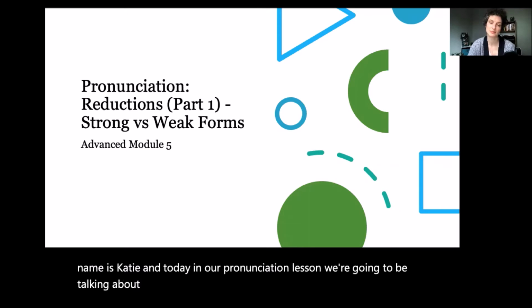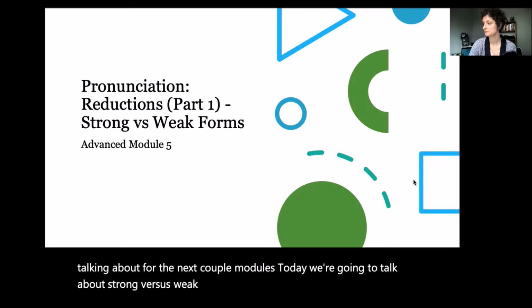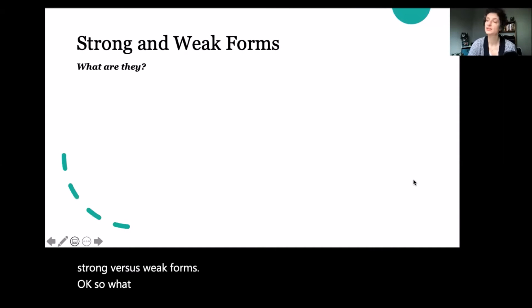My name is Katie, and today in our pronunciation lesson, we're going to be talking about reductions. This is going to be something we talk about for the next couple modules. Today, we're going to talk about strong versus weak forms. So what are strong and weak forms?